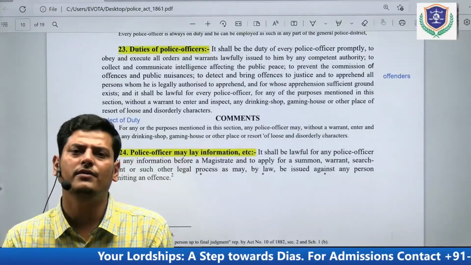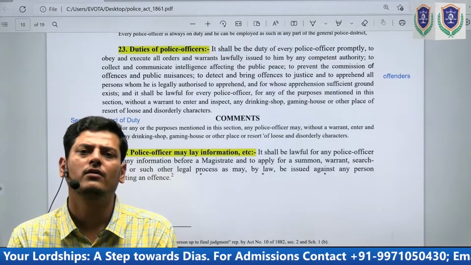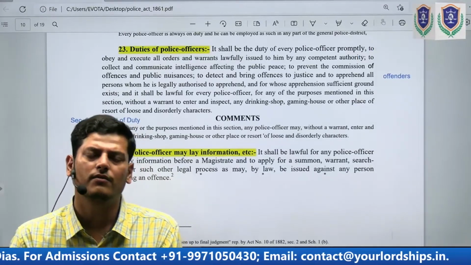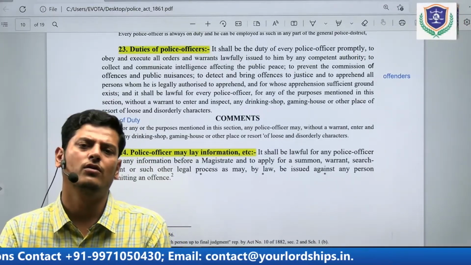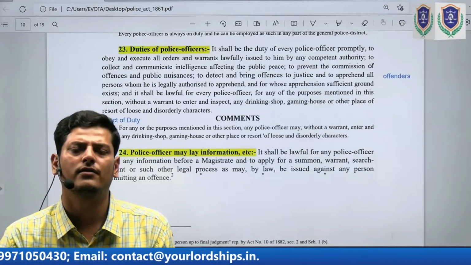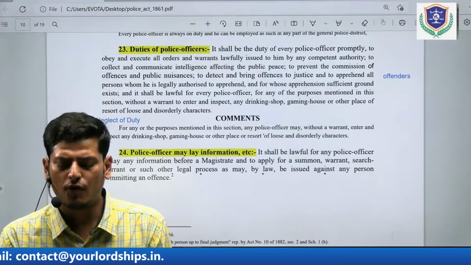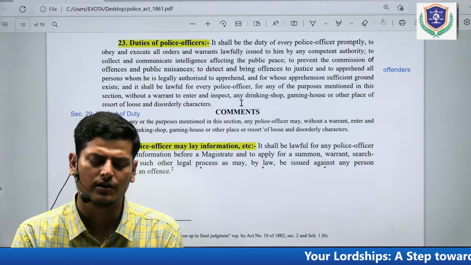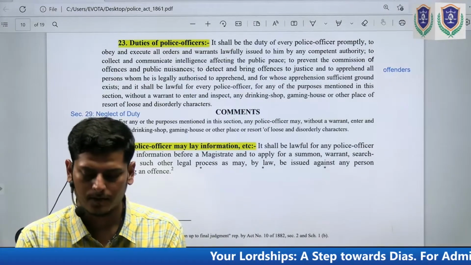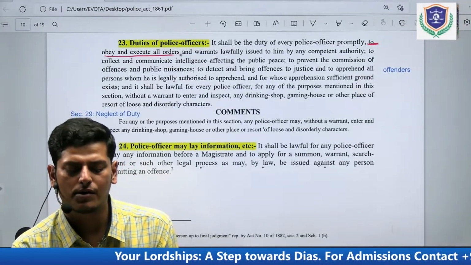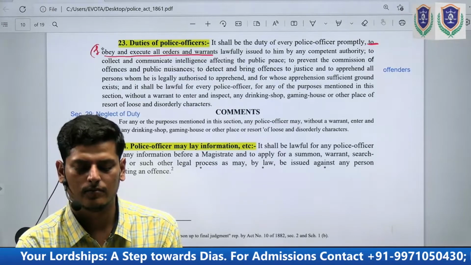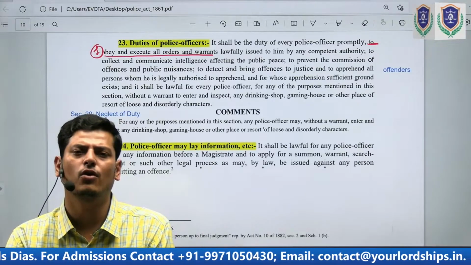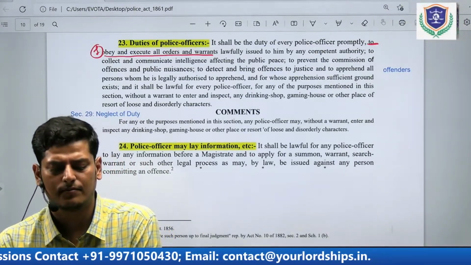Then we have section 23, the general duties of the police officer. Here multiple questions can be asked within a single question, and you will have to figure out which one is correct or which one is incorrect, which one is the odd one. So for that, you have to remember certain general duties of a police officer, a very important section, which is given under section 23. Firstly, to obey and execute all orders and warrants issued to him. भाई जो भी वारंट है, जो भी ऑर्डर है, जो भी सुपीरियर ऑफिसर ने ऑर्डर वारंट जो भी है, he has to obey that. He has to execute that.